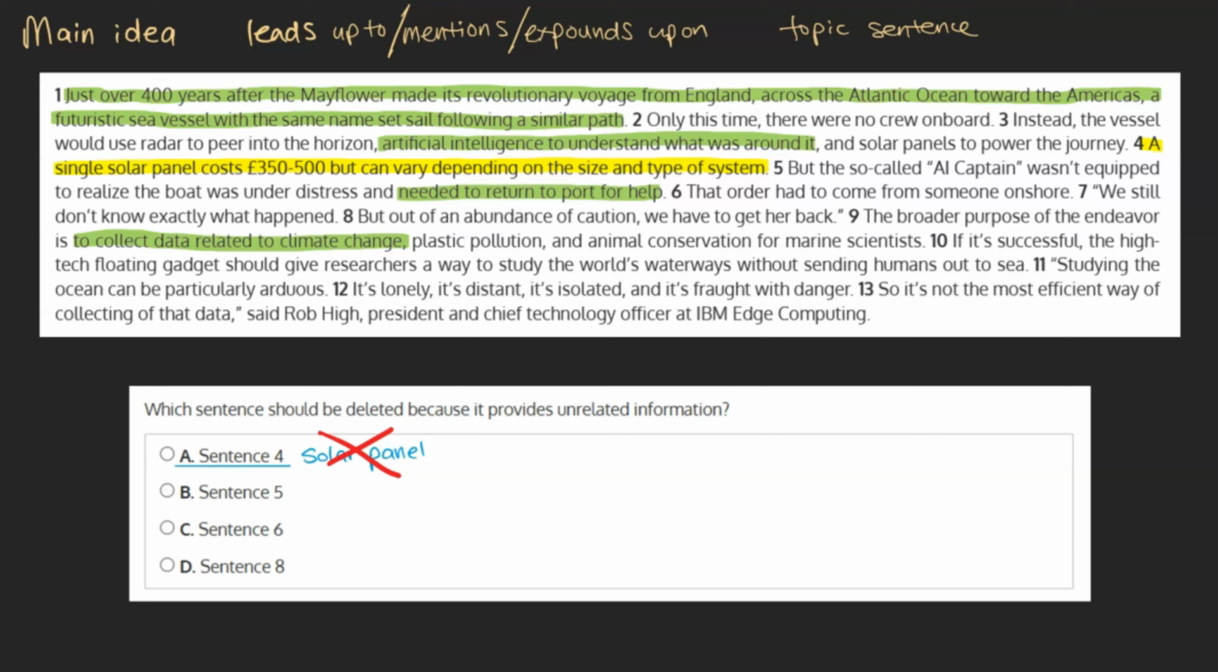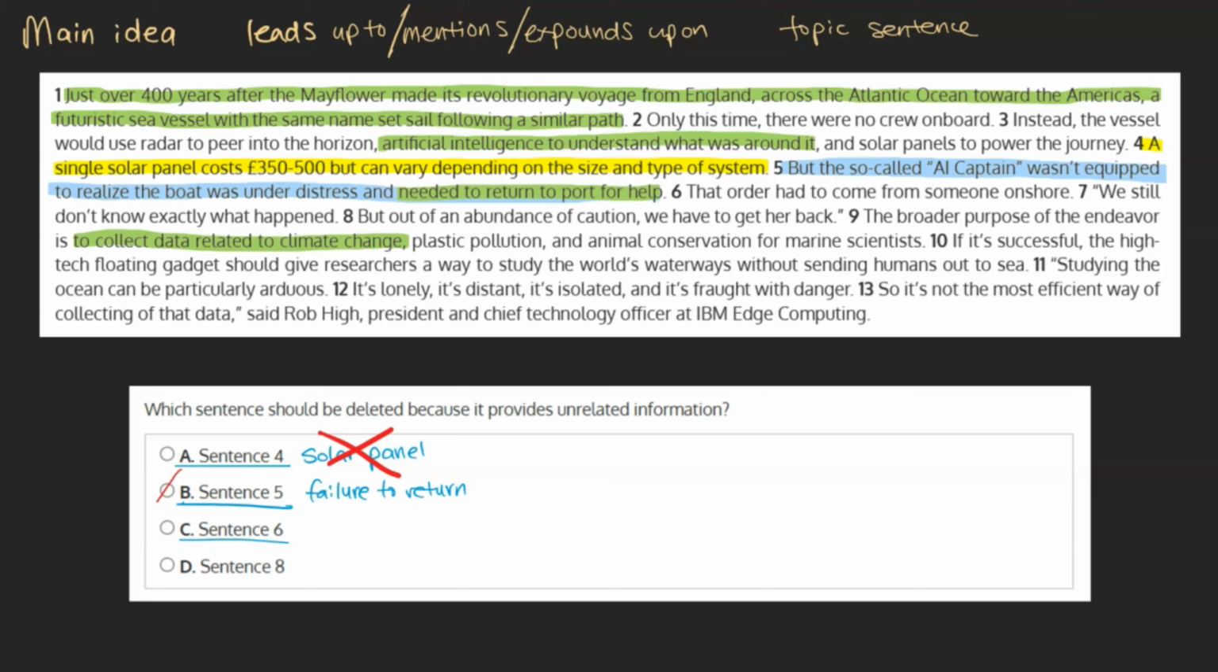This is a strong contender for our final answer, but let's keep an eye on it as we take a look at our other choices. B. Sentence 5. But the so-called AI captain wasn't equipped to realize the boat was under distress and needed to return to port for help. This contributes to our main idea, as the ship failing on its mission and needing to return to port is an important part of the story this passage is trying to tell of the Mayflower's voyage. As this works with our main idea, we can mark this choice as incorrect.